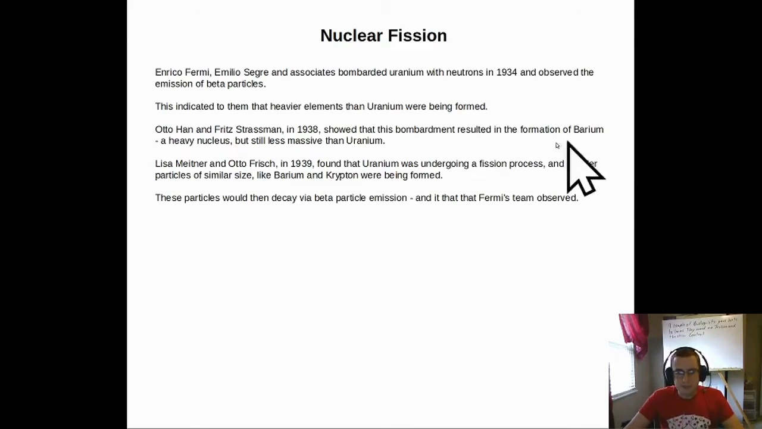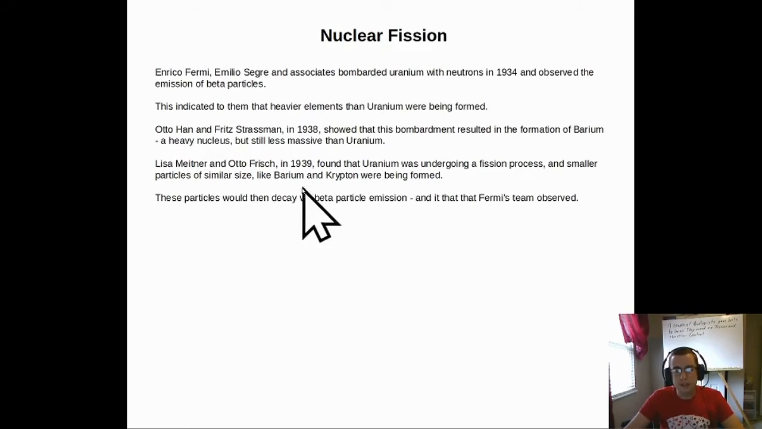Whenever they started studying this more and passed it on to Lise Meitner and Otto Frisch, they figured out that not only was barium being formed, but also krypton. Initially we didn't know that the krypton was being formed, because that was a gas, so naturally, whenever it would initially happen, it would just head on out. Now we found this barium and krypton, and when we added them together, we found that that's essentially what the uranium was. Those particles then decay via beta particle emission, so that's what was initially observed.